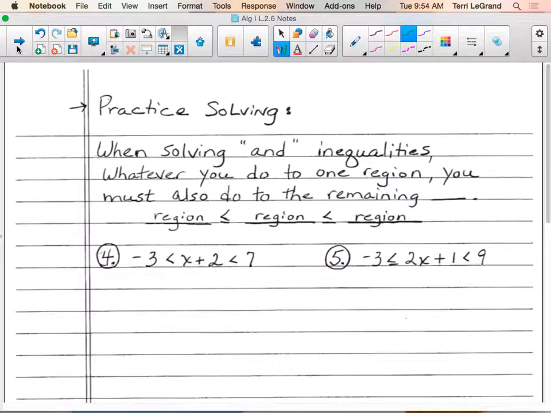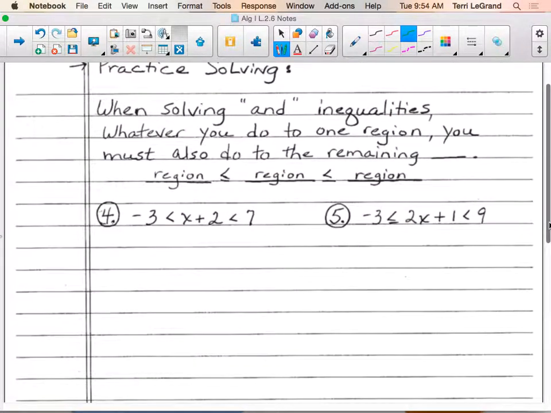No. Okay. So, when you're solving AND inequalities, our intersection ones, whatever you decide to do to start solving it, whatever you do in one region, you also must do to the remaining 2. Because how many regions are there in an AND? 3. There's the left end, there's the middle, there's the right end. There are 3 regions. So once you decide to do something, you look at it and say, I want to get rid of this, then you've got to make sure you do it to the other 2 regions, okay?